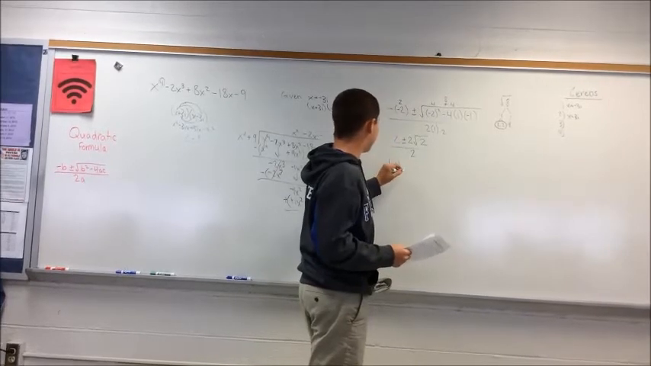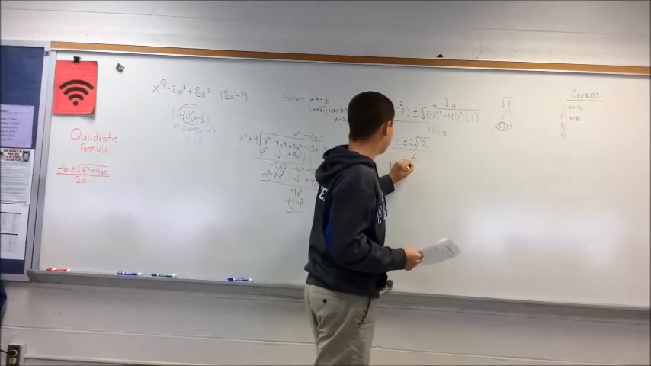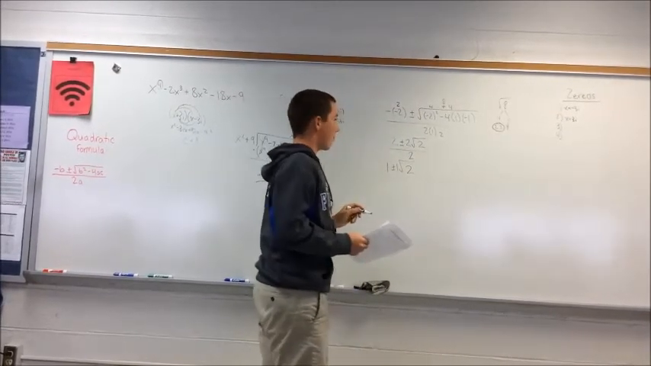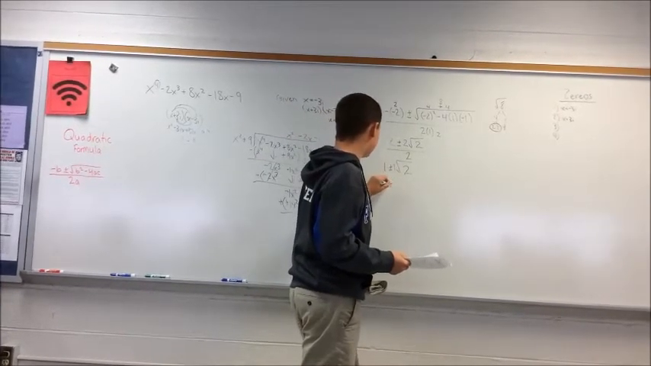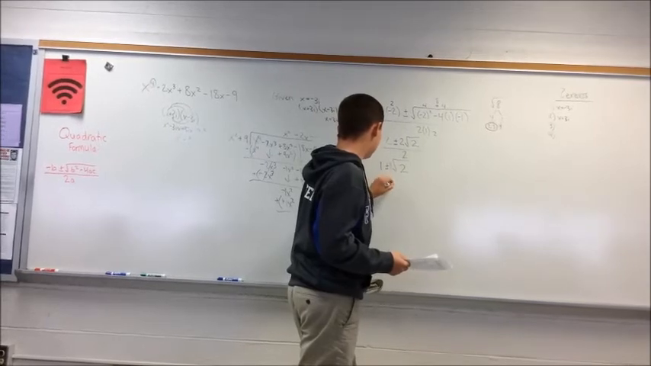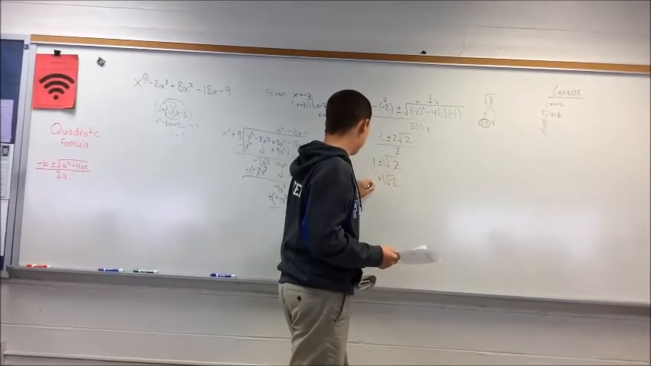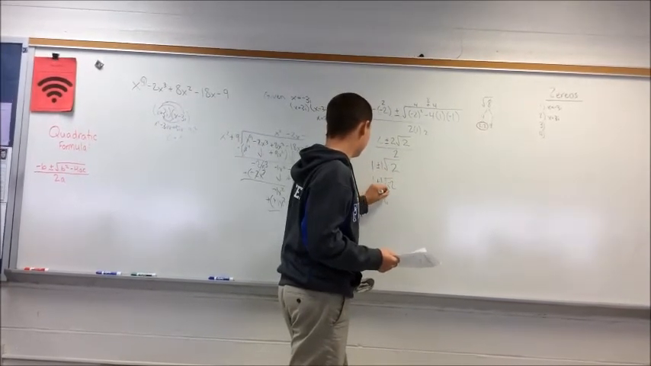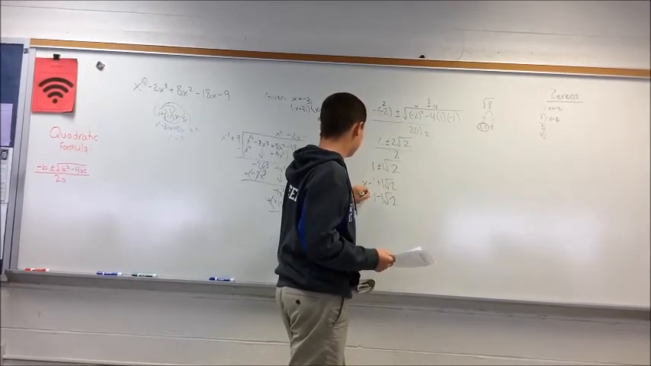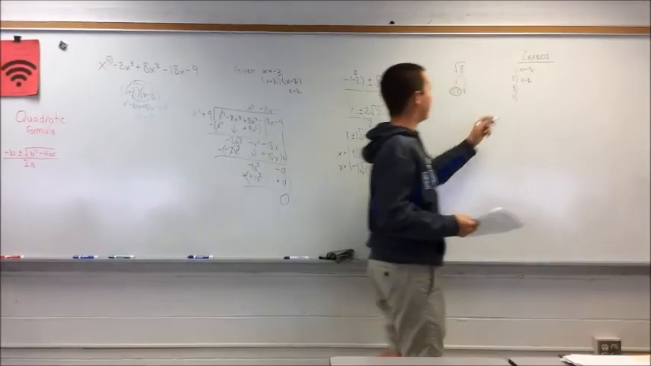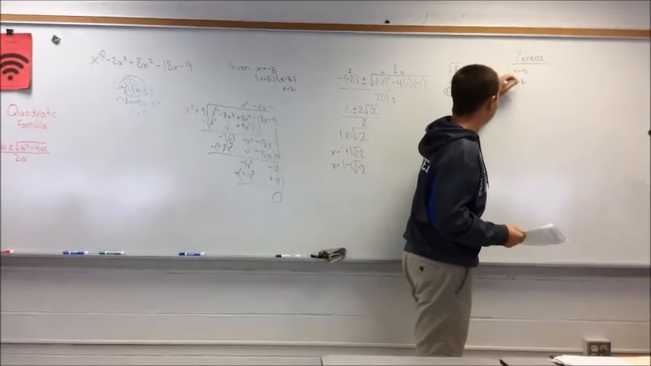So we have 1 plus or minus the square root of 2. Break that up, and those are your 2 zeros. You have 1 plus root 2 and 1 minus root 2. And we can just go ahead and write that over here with your other, and those give you your 4 zeros.